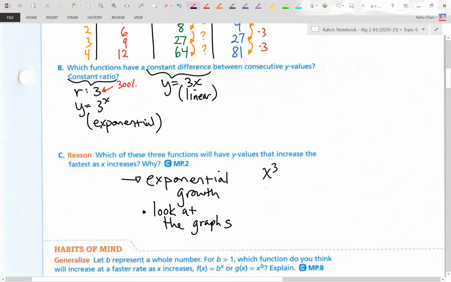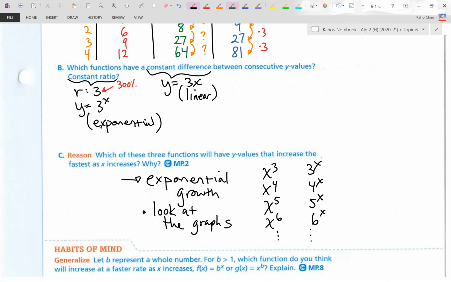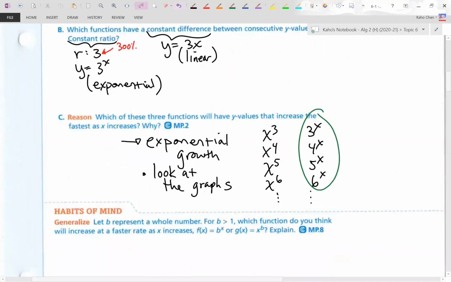You got your cubic, your quartic, your quintic, and so on and so forth. It is getting bigger, but not as big as this one. 3 to the x, 4 to the x, 5 to the x. Those get really, really big fast. So the winner is, of course, this guy. Okay. So what does that mean for this chapter?